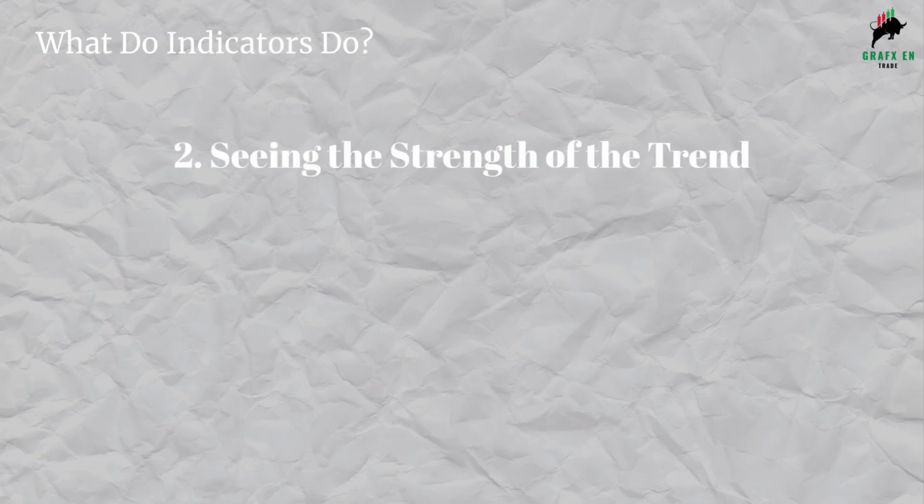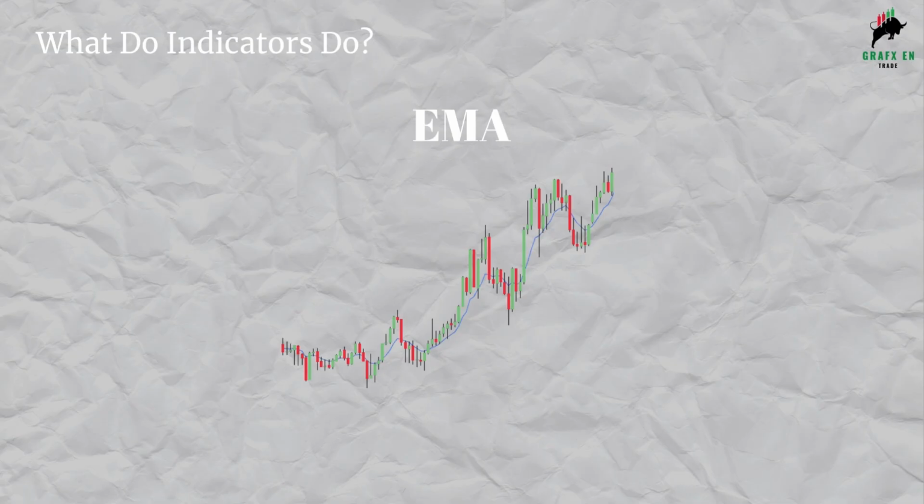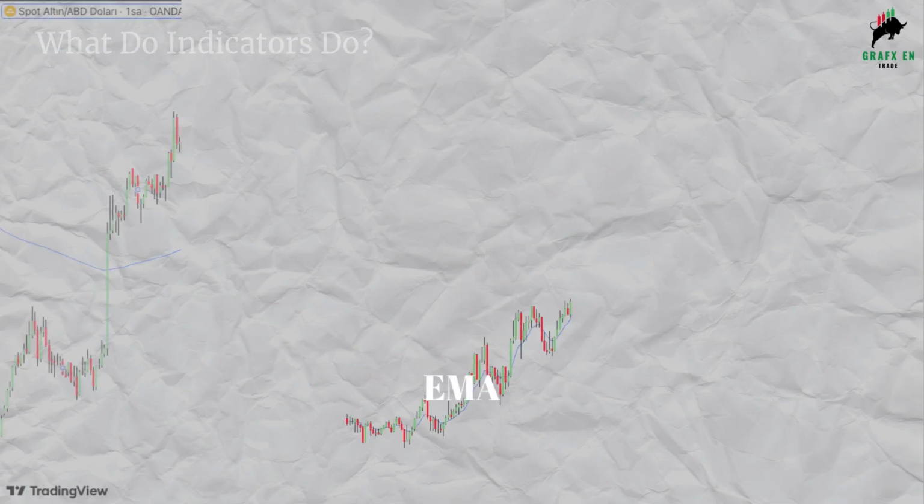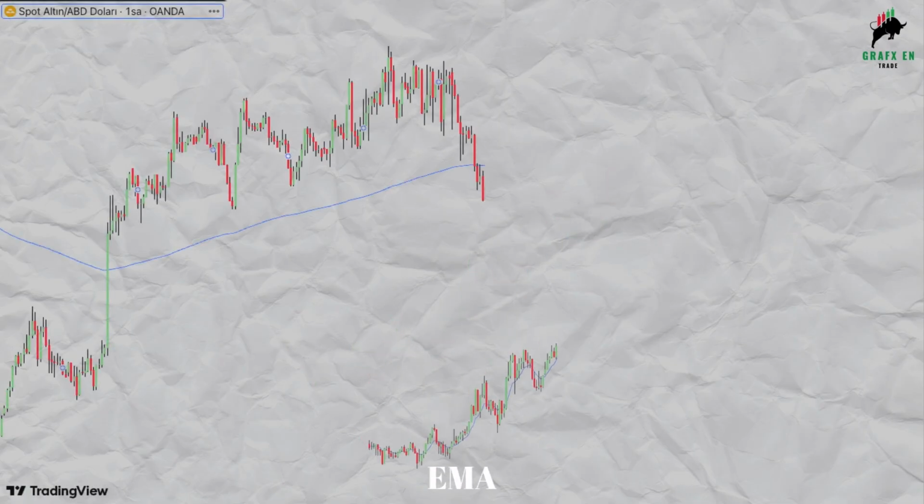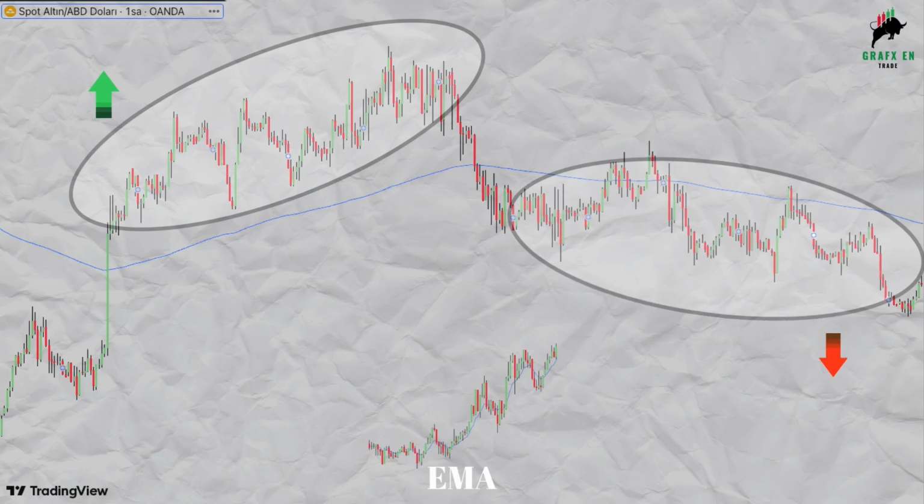2. Seeing the strength of the trend. Moving averages like EMA or SMA clarify the trend direction. If price is above the 200 exponential moving average, the market is generally bullish. If it's below, it's bearish. So EMA simplifies the trend for you.